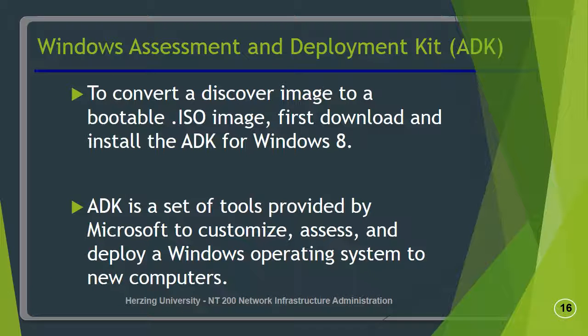The Discover image is very useful in this environment in that we can also convert a Discover image to a bootable ISO image file. To convert a Discover image to a bootable ISO image, first we download and install the ADK for Windows 8. And ADK is nothing more than a set of tools provided by Microsoft, and we can use it to customize, access, and even deploy a Windows system to new computers.